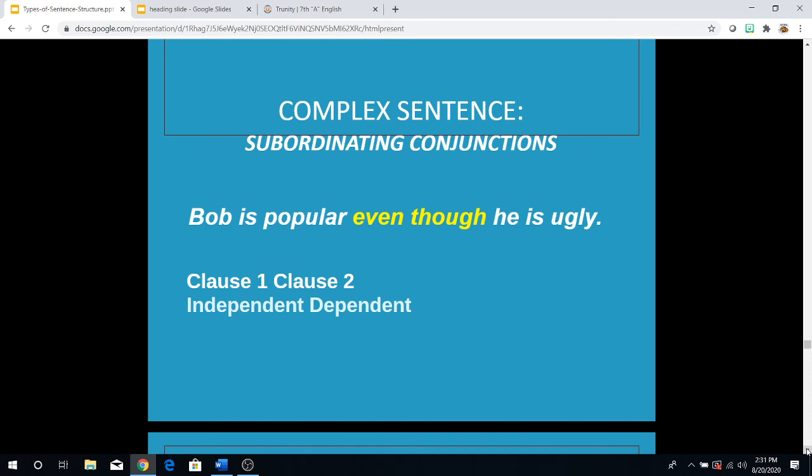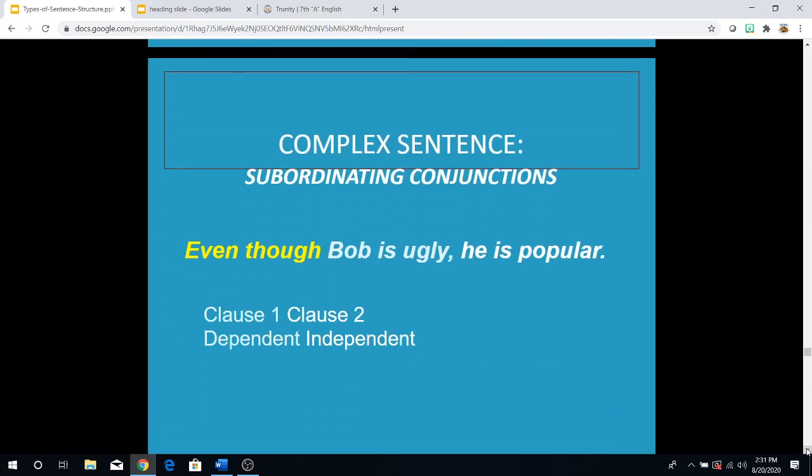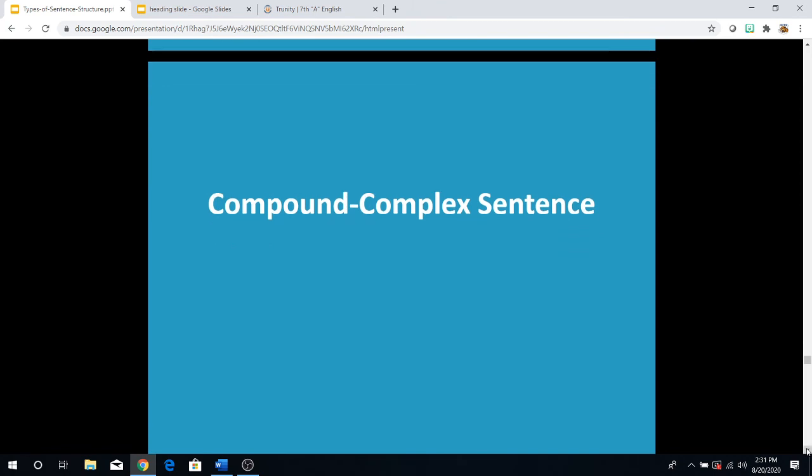Complex sentence with an example using a subordinating conjunction. Bob is popular even though he is ugly. So clause 1 is an independent clause, but clause 2, where your subordinating conjunction begins, would be a dependent clause, which means that it cannot act on its own. Here is the same sentence, but with a different order. Even though Bob is ugly, he is popular. Clause 1 is now dependent, and clause 2 is independent.